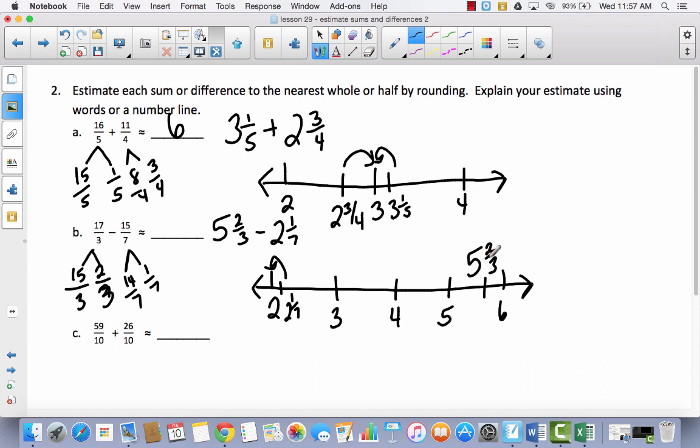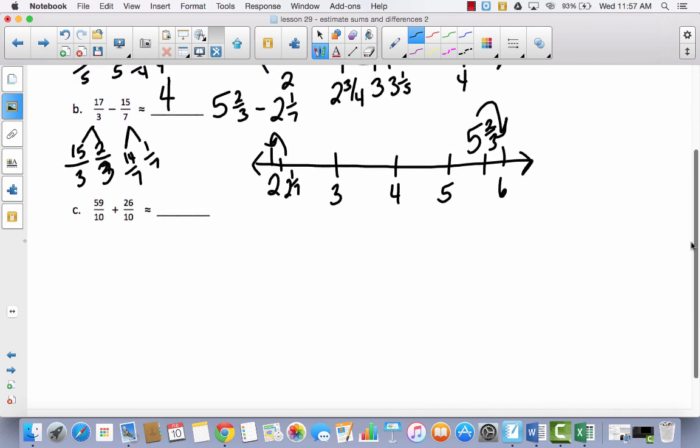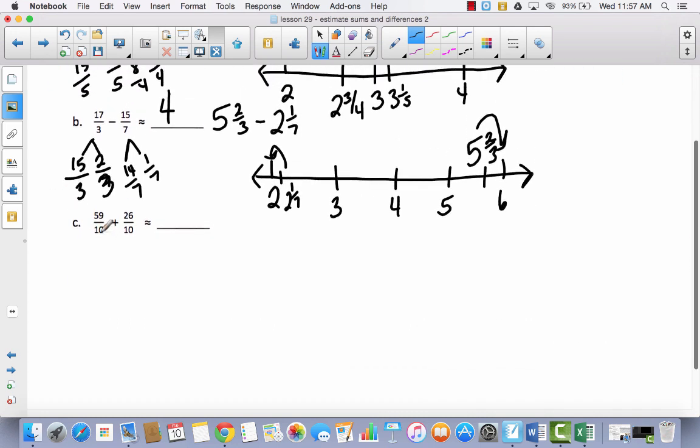Now when you get to 5 and 2/3, you can say it's closer to 6, or you could also say it's closer to 5 and a half. I'm going to go with 6. So now I've got 6 minus 2, which is 4. So that would be my estimate. It estimates to about 4. All right, now let's do these tenths.